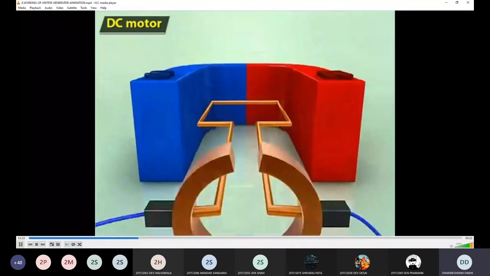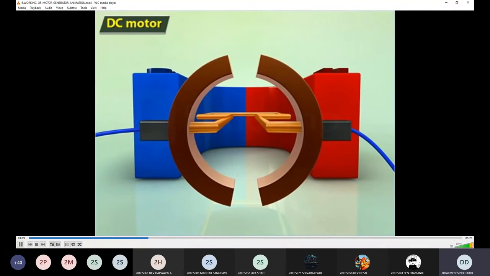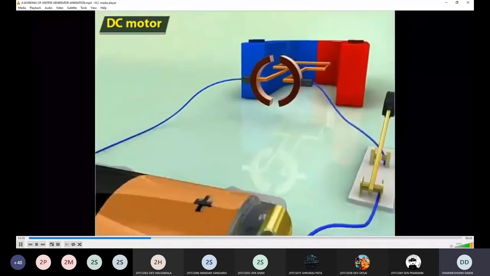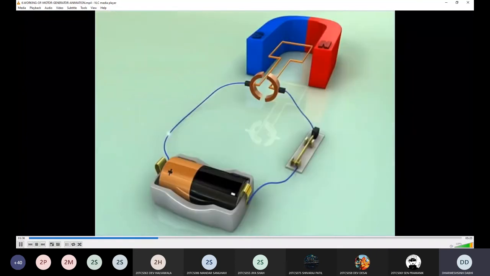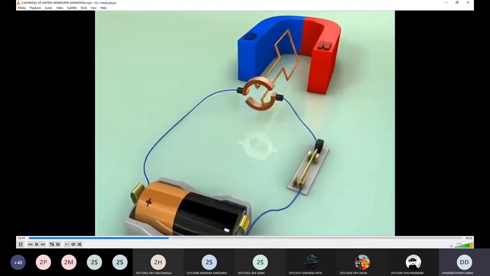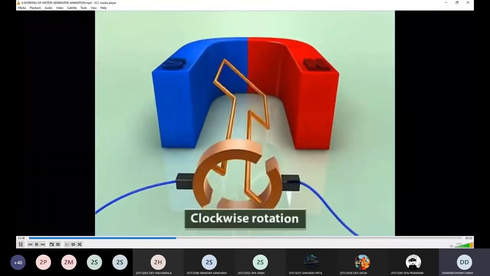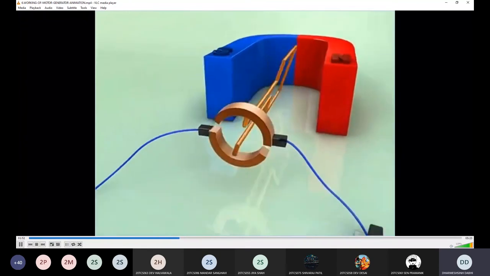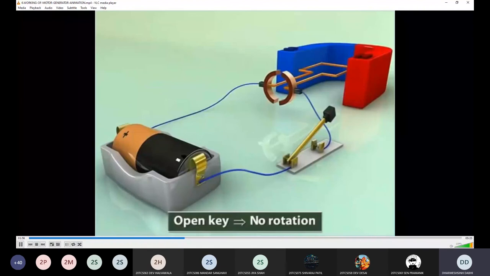As you switch on an electric fan, the blades of the fan start moving. This means that electrical energy is converted to mechanical energy. This conversion of electrical energy to mechanical energy is as the direction of the direct current changes, the direction of the rotation of the armature also changes. Again, as the key is opened, the armature stops rotating.